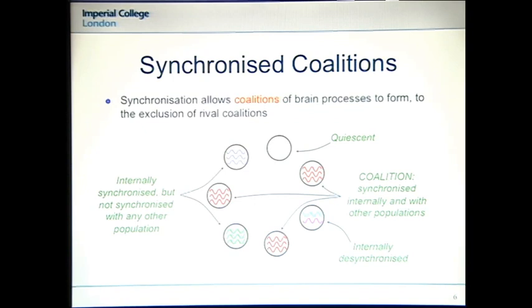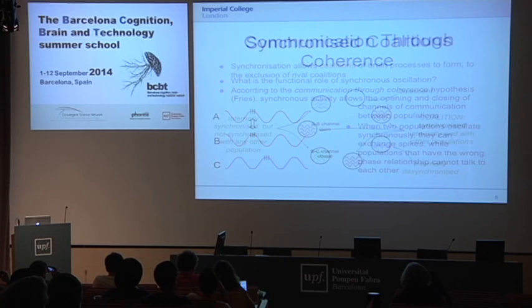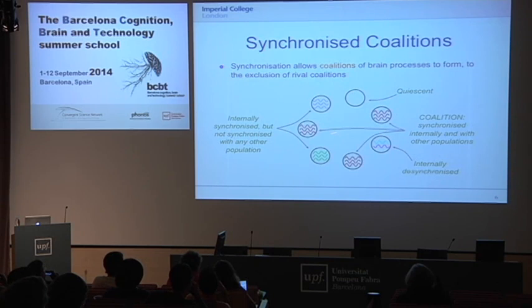Coalitions of brain processes, according to the way I'm thinking of them, are like this. Going back to the previous slide, we had these three populations, A, B, and C. Here we've got a whole collection of populations in this little ring. The ring doesn't mean anything, it's just the way they're arranged on the page to look nice. Amongst these various relations of synchrony between the different populations, this one can be quiescent, say, but these three red ones are all oscillating in synchrony with each other, which means that they are a viable coalition. They can all exchange information and influence among each other.